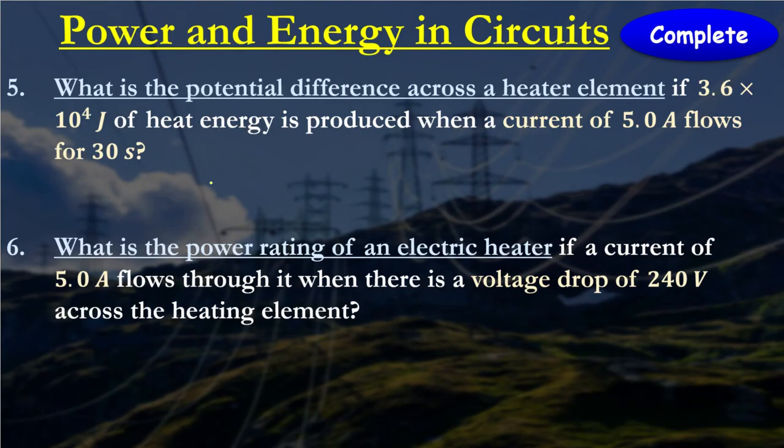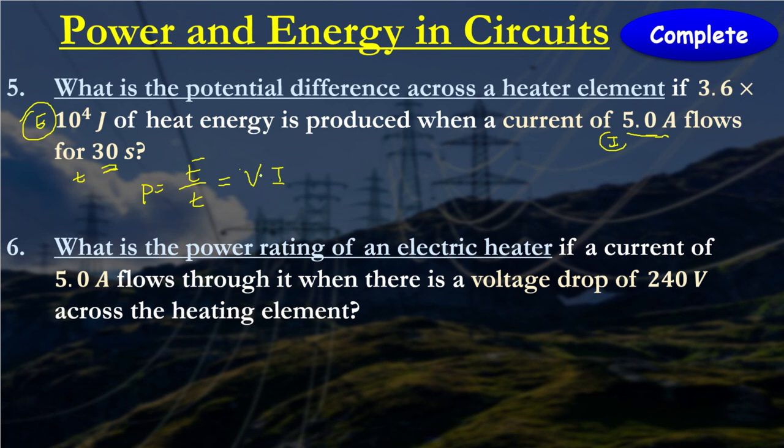Okay, so let's go through a couple of calculation questions. Here we are trying to find the potential difference across a heater element. So that's the energy that's being used. And also we have a current flow of 5 amps and we have a time period of 30 seconds. Okay, so what we can recall is that energy divided by time is equal to power, and power is equal to potential difference times current.